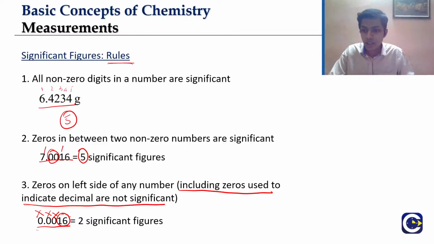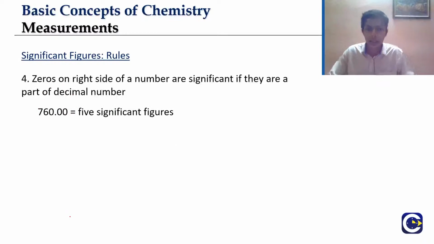Before the decimal and after the decimal places. After the decimal places, it will have significance. See, fourth rule. This was the answer for Ridhish's question.